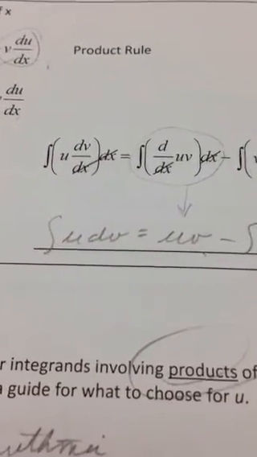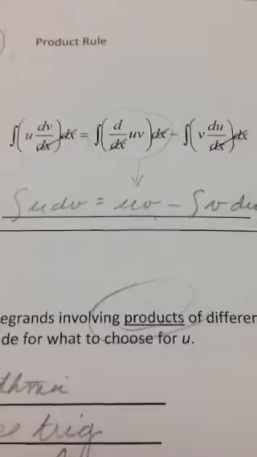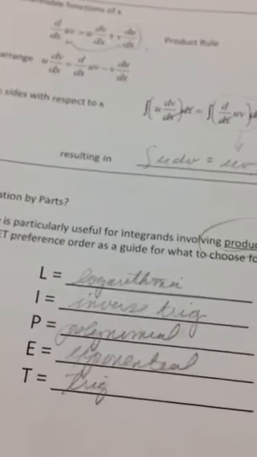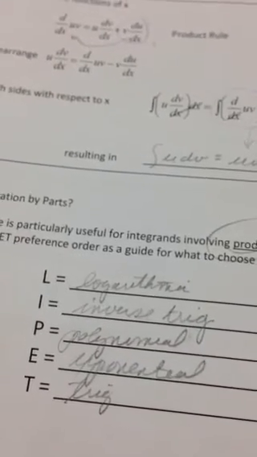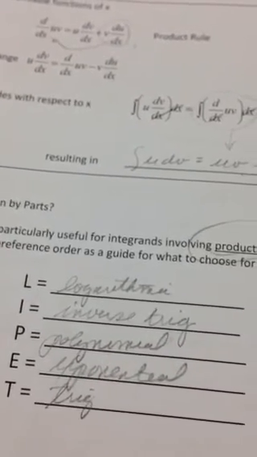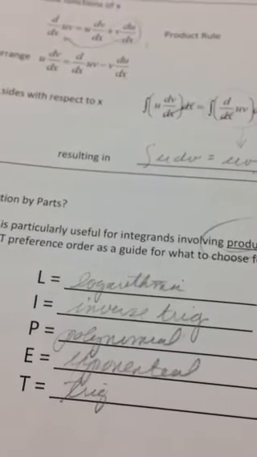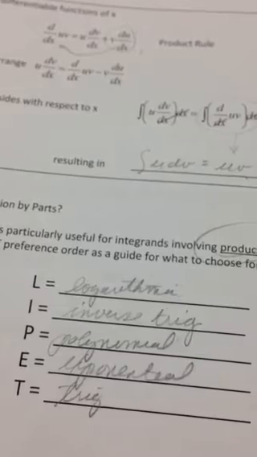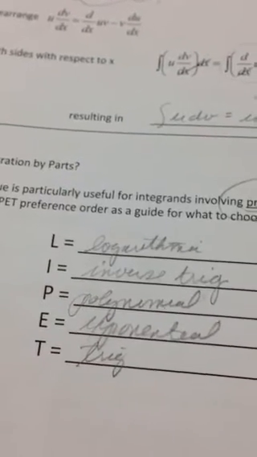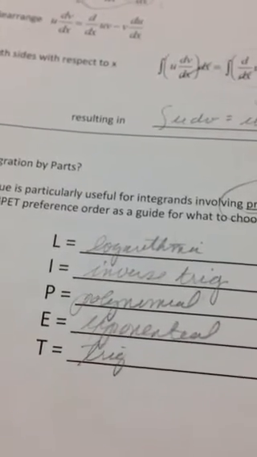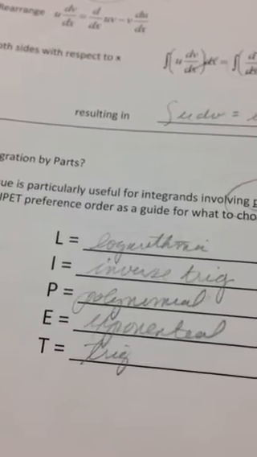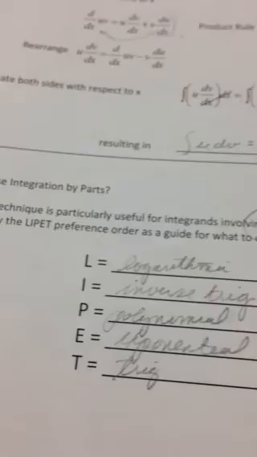This procedure, again called integration by parts, is particularly useful for integrands involving products of different types of functions. And there is a mnemonic to help us determine which part of the expression to choose for u, and the remainder will be dv. The mnemonic is look for a logarithmic expression, inverse trig, polynomial, exponential, or trig in that particular order.